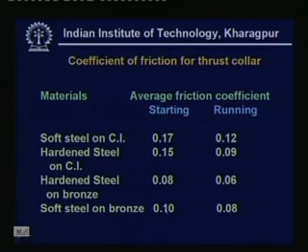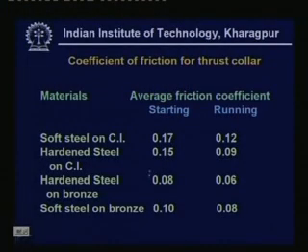Soft steel on bronze, the starting coefficient of friction is 0.10 and the running coefficient of friction is 0.08. Again these are representative values, you should not take them very rigidly. So, it is usual practice to take such values, but one can differ depending upon the situation, and also the coefficient of friction depends on the environmental conditions also, that one must not forget.